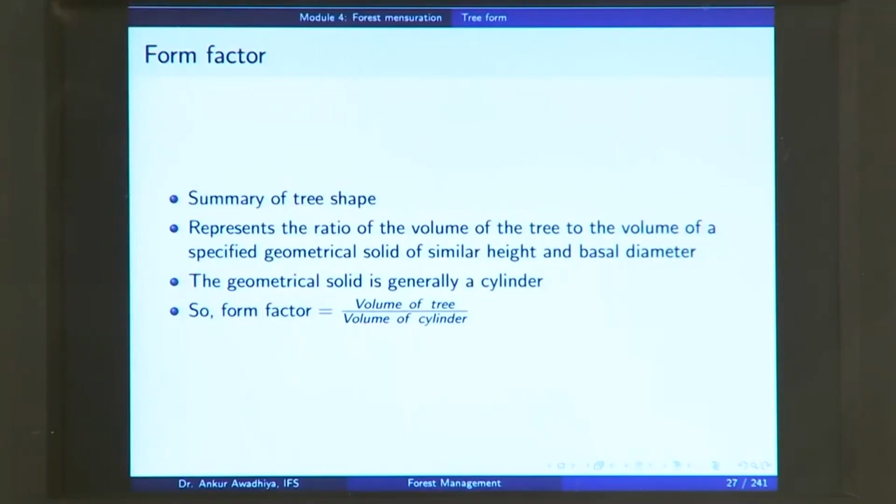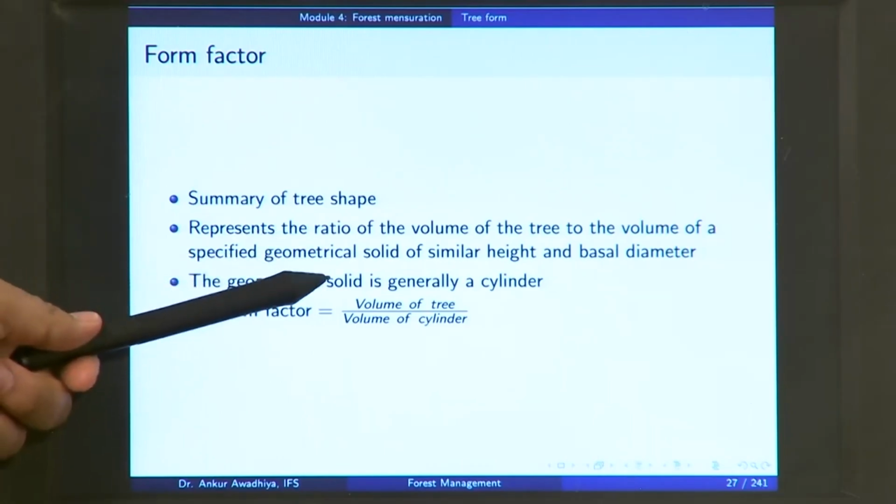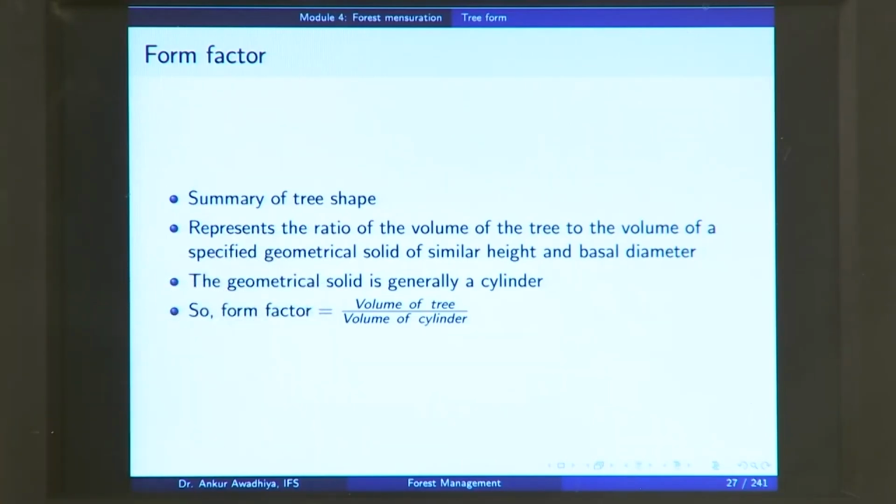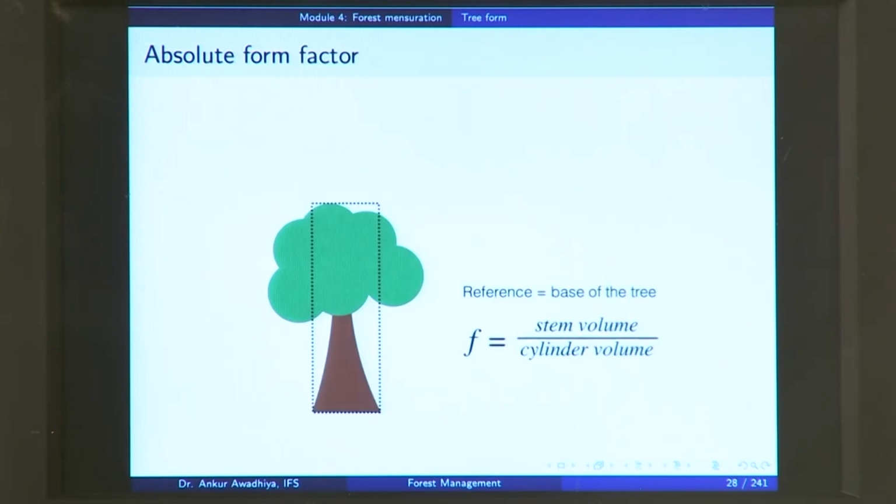Now, we have defined the form factor as the volume of the tree divided by the volume of the cylinder with the same height and the same diameter. But now, the next question is, where do we measure this diameter? Depending on where we are measuring the diameter, there can be different form factors, the simplest of which is the absolute form factor.